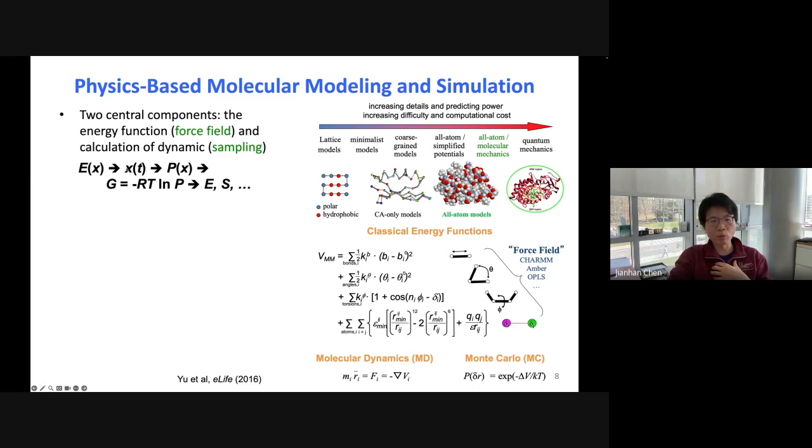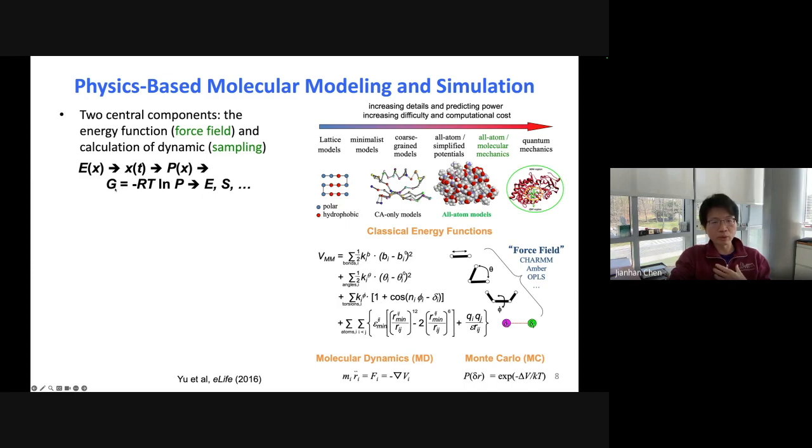Now imagine if you run this simulation long enough, you will sample all the relevant conformational states. Then you can derive probability distributions of your conformational states. And based on the probability, then you can calculate the free energy, right? Because free energy essentially is just probability in log scale, in units of RT.